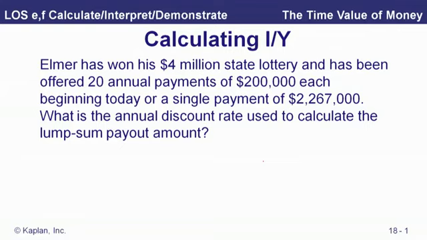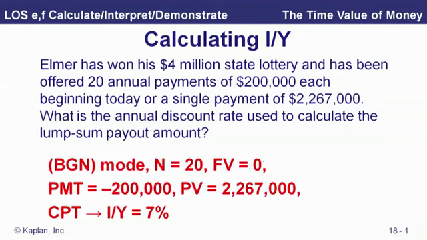So now we're going to solve for I over Y. We know N, that's 20. We know the payment amount, that's $200,000. We know the present value. That's going to be $2,267,000, and then we can solve for the discount rate. So we're going to put it in begin mode because these lotteries, at least if you get the annual payments, you get the first one today. You don't have to wait a year for your first payment. So we're going to treat that as an annuity due.